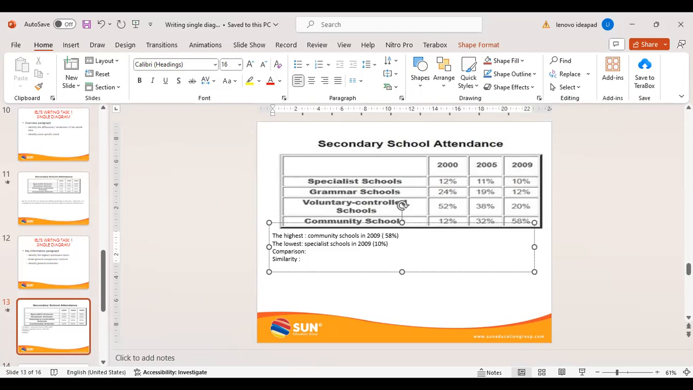Comparison. You can compare one by one, but it will take time. Let's just make a general comparison. So let's say in each year: 12, 24, 52; 12, 11, 19; 38, 32, 10; 12, 20, 58. In year 2000, the biggest is in voluntary school. And then in year 2005, the biggest is in voluntary school, as always. But in 2009, the biggest is community school. If you notice, in two periods, 2000 and 2005, voluntary schools was the biggest. So you can say in majority because it's 2 out of 3.